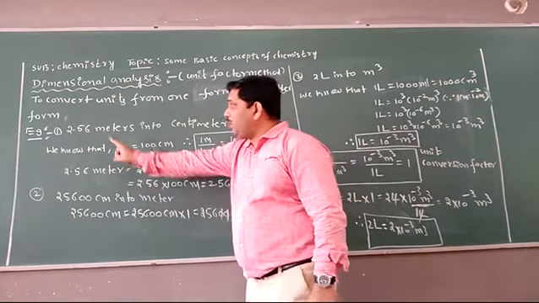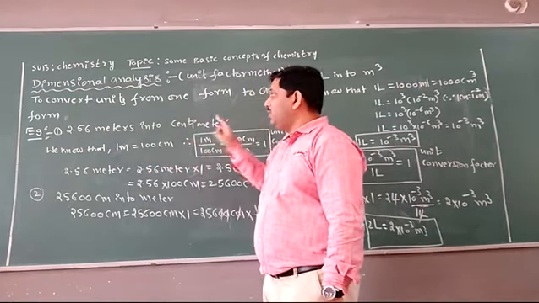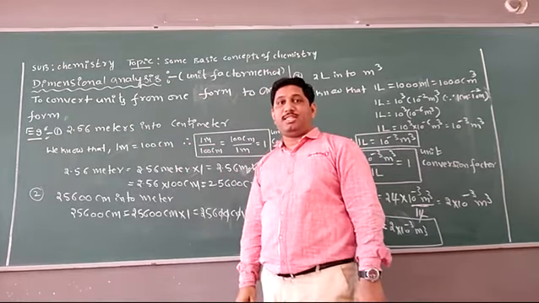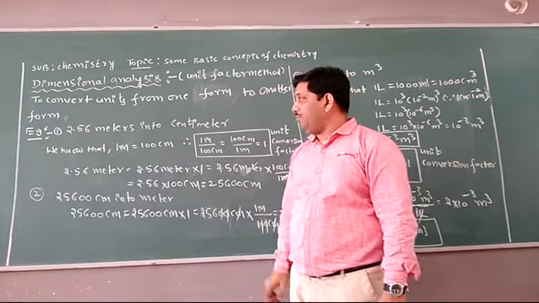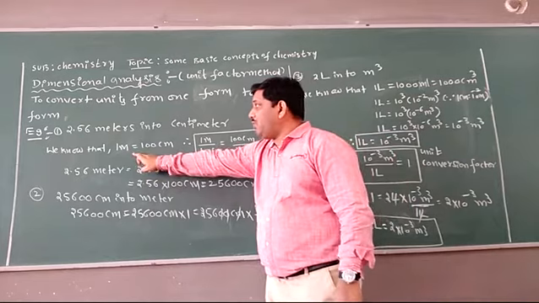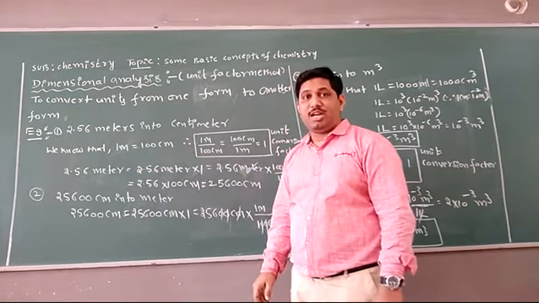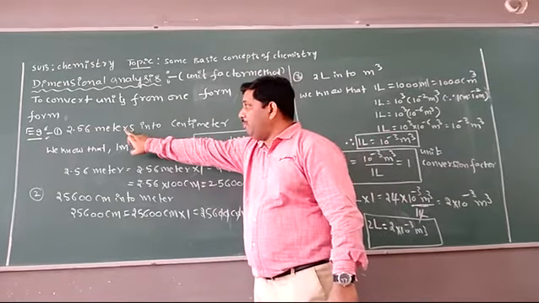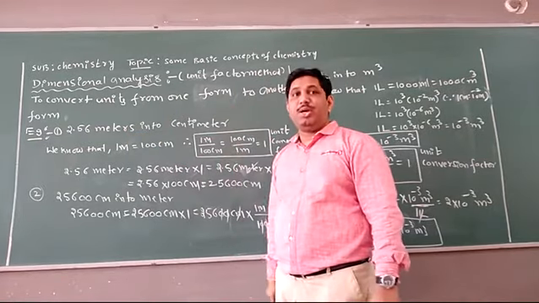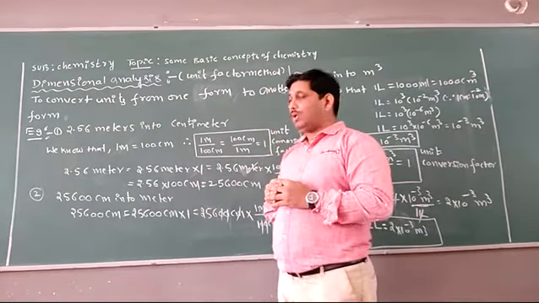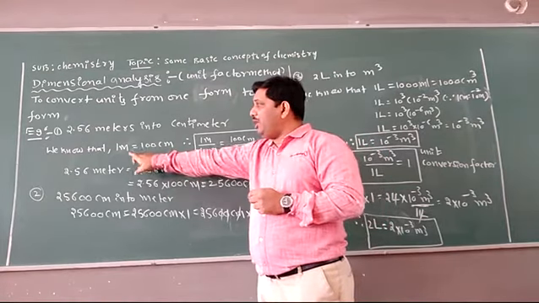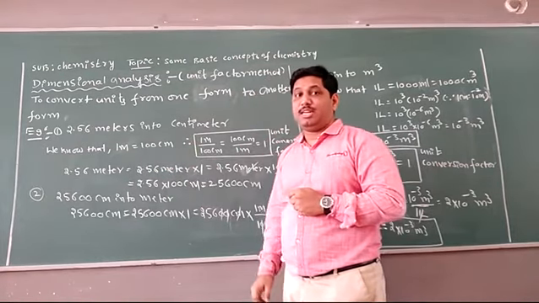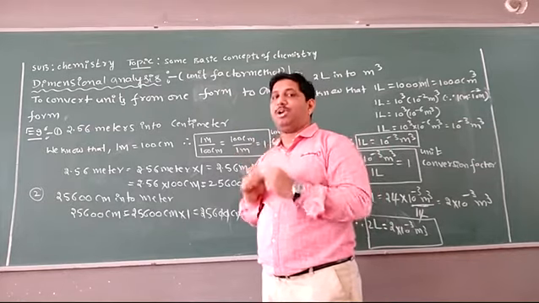For example, convert 2.56 meters into centimeters. We know that 1 meter is equal to 100 centimeters. Remember students, they are asking meters to centimeters. Therefore, you can identify the relation between meters and centimeters first. That is the first precaution, students.